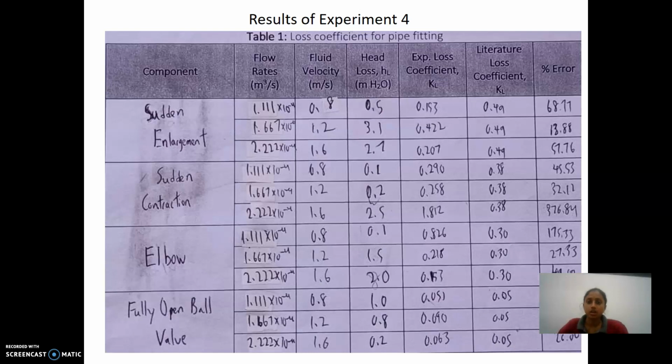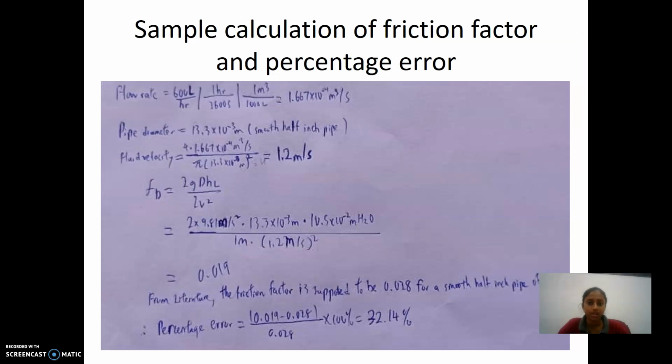Then this is the results of experiment 4, which shows the loss coefficient for pipe fitting, and the components are sudden enlargement, sudden contraction, elbow, and fully open ball valve. So these are the sample calculations for friction factor and the percentage error. For the flow rate, we take the flow rate in liters per hour and convert it to meter cube per second. Then we calculate the fluid velocity using the flow rate over area, and we find the fluid velocity.